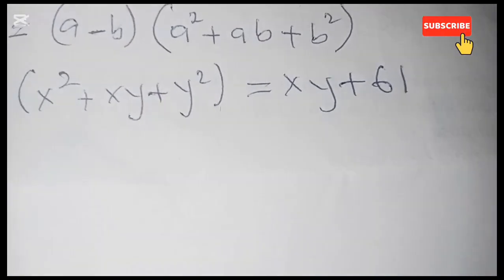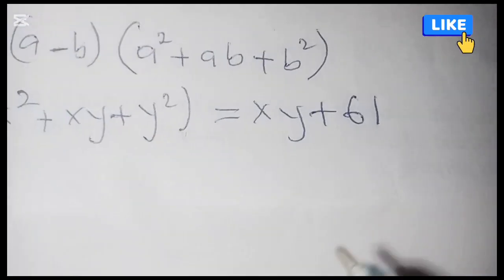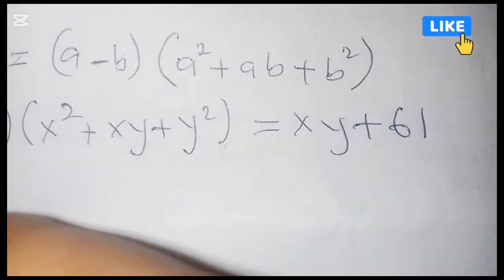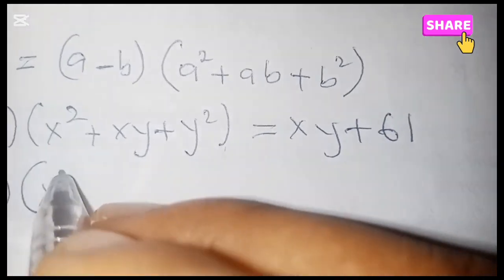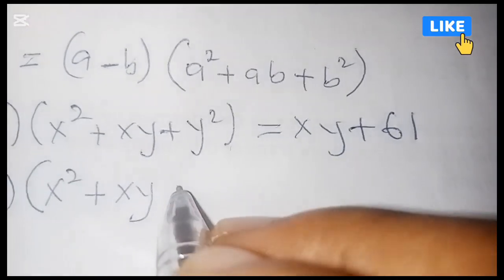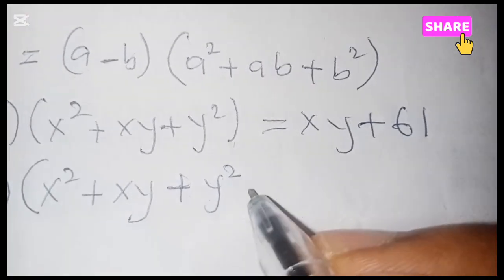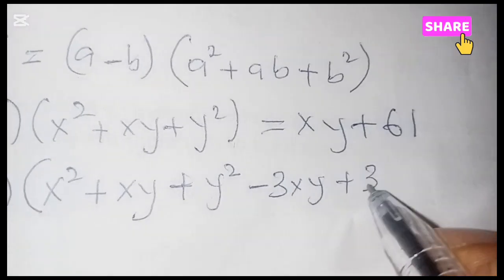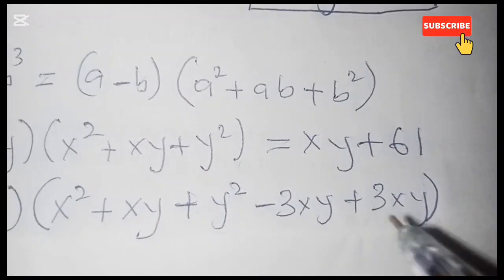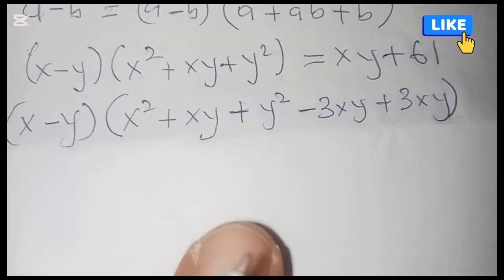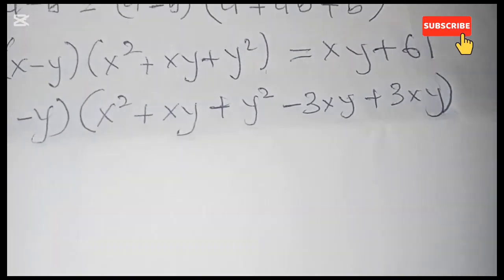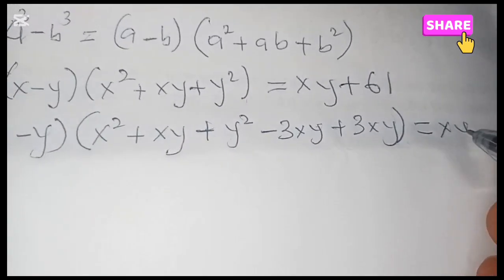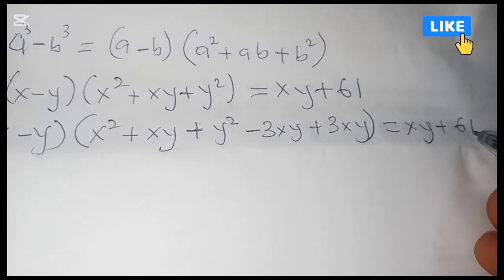The next thing for us to do is to simplify further. x squared plus xy plus y squared, and we're going to introduce minus 3xy plus 3xy. This does not change this equation because this is automatically 0, so we are still on course. Remember, this is equal to xy plus 61.